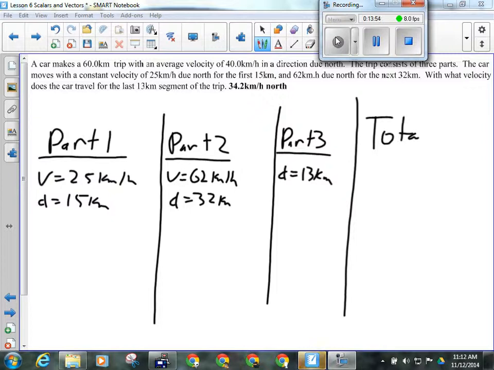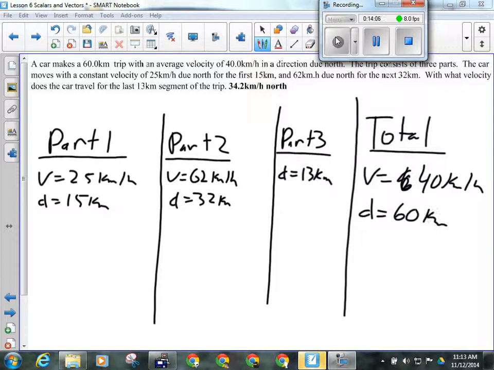And they tell us some totals. They tell us the average velocity is 40 kilometers per hour, and the total distance is 60 kilometers. They want me to find out the velocity in this part. What do I need in order to get that? What am I missing? Right, I'm missing the time for part 3. So I have to find a way to find the time for part 3.